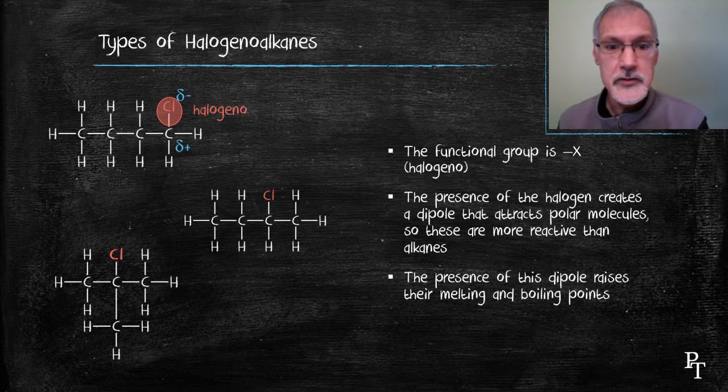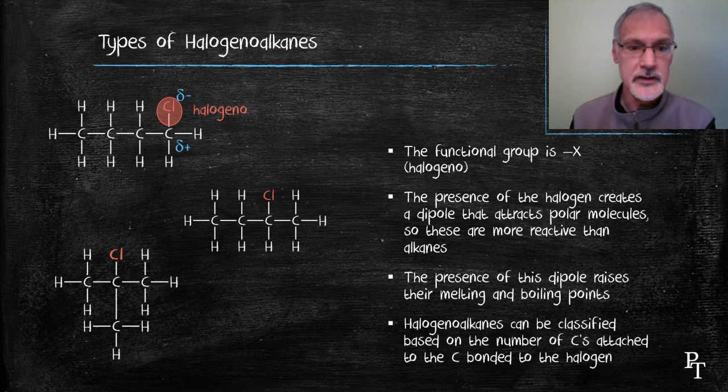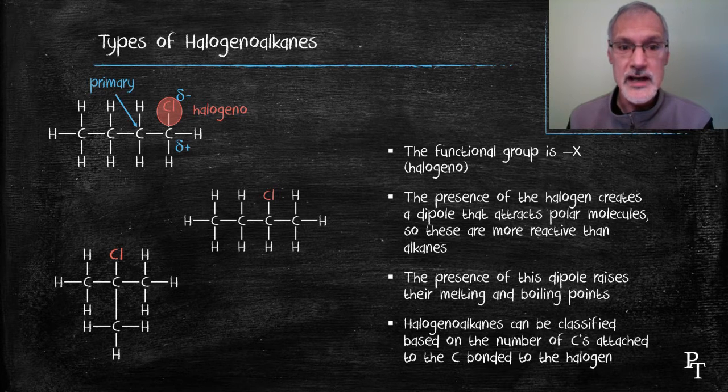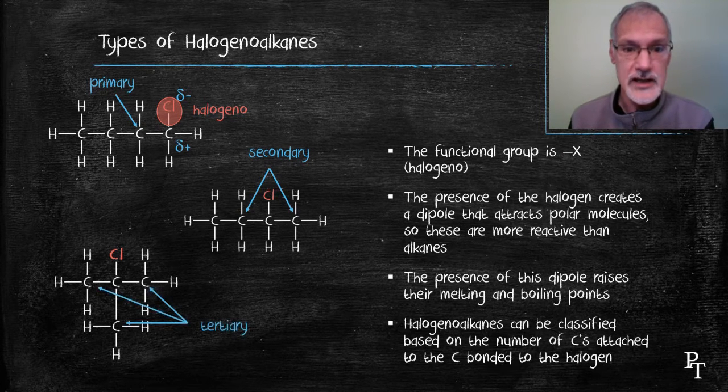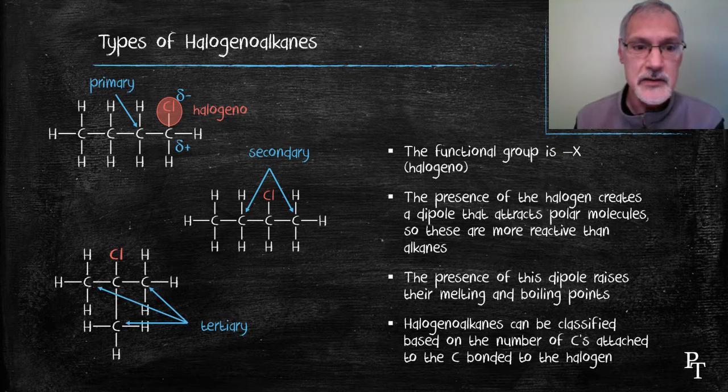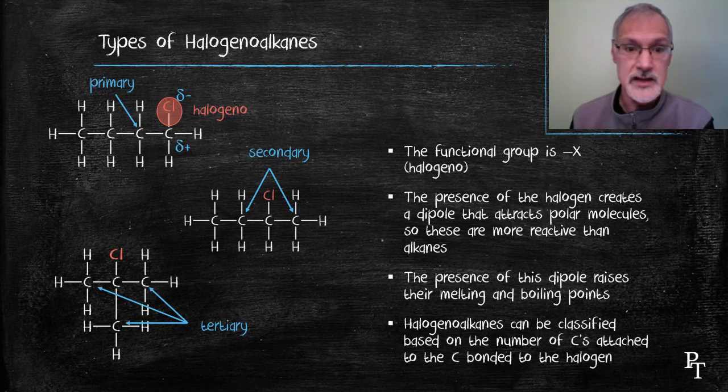And these can also be further classified based on the carbon that is attached to the carbon to which the halogen is attached. So in the first example, that's called a primary halogenoalkane, because there is one carbon attached to the carbon that's attached to the chlorine. The second one is an example of a secondary halogenoalkane because there are two carbons attached. And finally, a tertiary halogenoalkane. This is very similar to the nomenclature or identification that's also used with our alcohols.